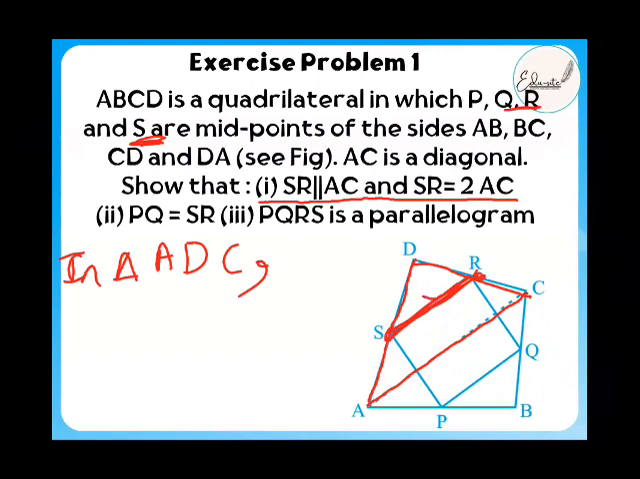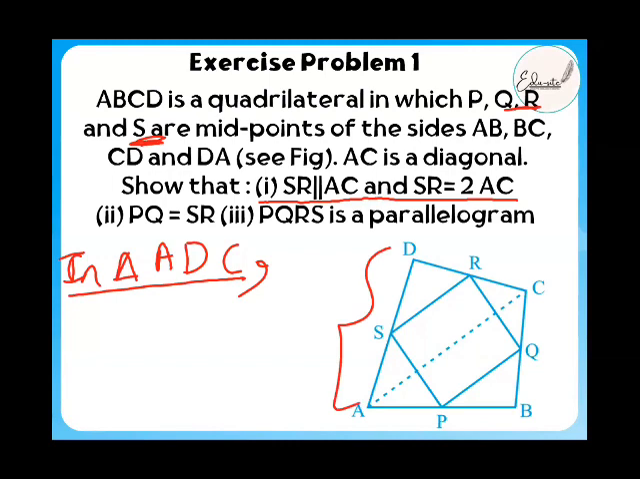If S and R are the midpoints, what is the midpoint theorem, Laiba? Quickly tell me the midpoint theorem. The line joining the midpoints of two sides of a triangle is parallel to the third side of the triangle. That's all. So to prove that SR is parallel to AC, consider the triangle ADC. Where is triangle ADC, beta? This triangle, correct? Consider the triangle ADC.